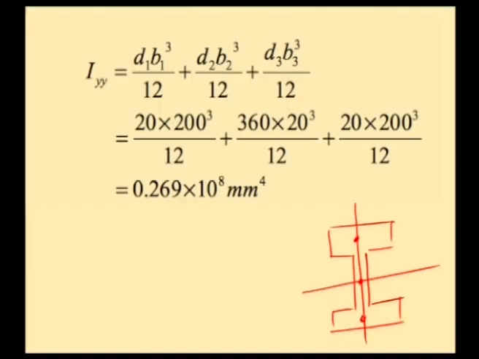So, self moment of inertia about the yy axis is d b cube by 12, whereas about the xx axis it is b d cube by 12. So, we have 3 elements: b 1, d 1, b 2, d 2 and b 3, d 3. So, d 1 b 1 cube by 12 plus d 2 b 2 cube by 12 plus d 3 b 3 cube by 12 will give the moment of inertia about the yy axis, which is 0.269 into 10 power 8 millimeter power 4.